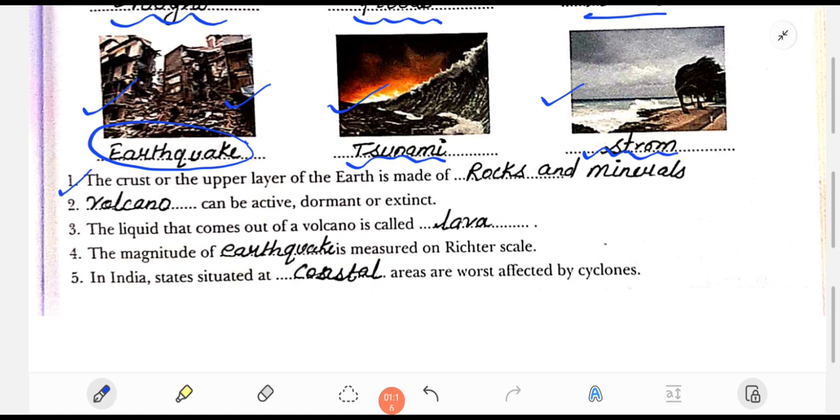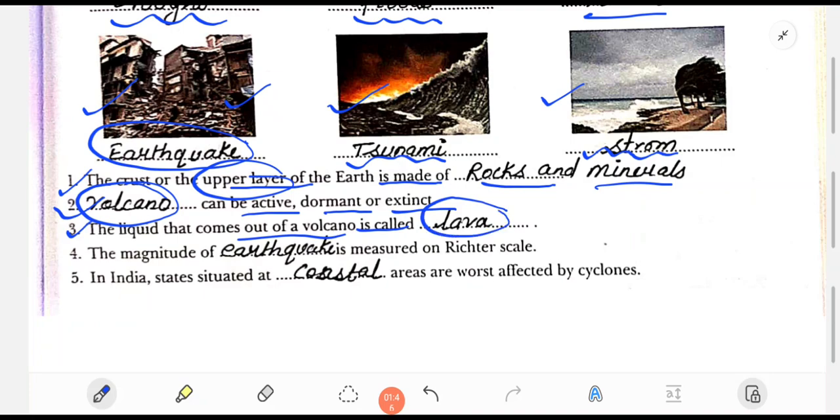First question is, the crust or the upper layer of earth is made up of. So the upper and topmost layer is made up of rock and minerals. Second is, dash can be active, dormant and extinct. So it is volcanoes. Volcanoes can be of these three types. Then the third question is, the liquid that comes out of the volcano. So the liquid that comes out of the volcano is known as lava.